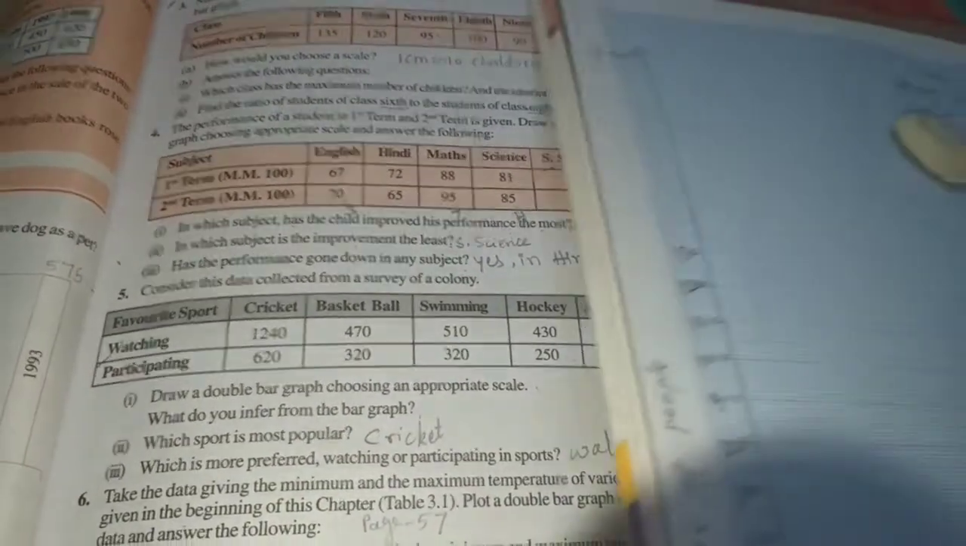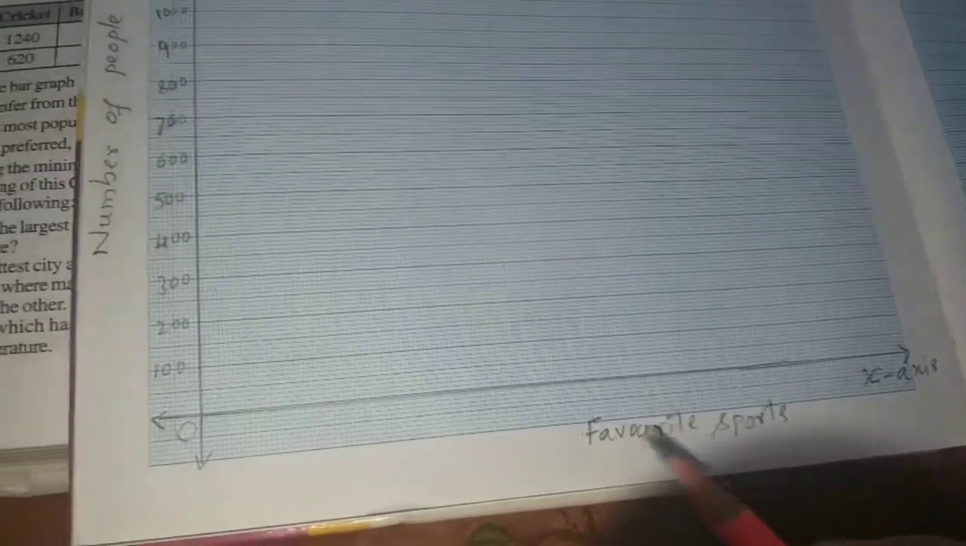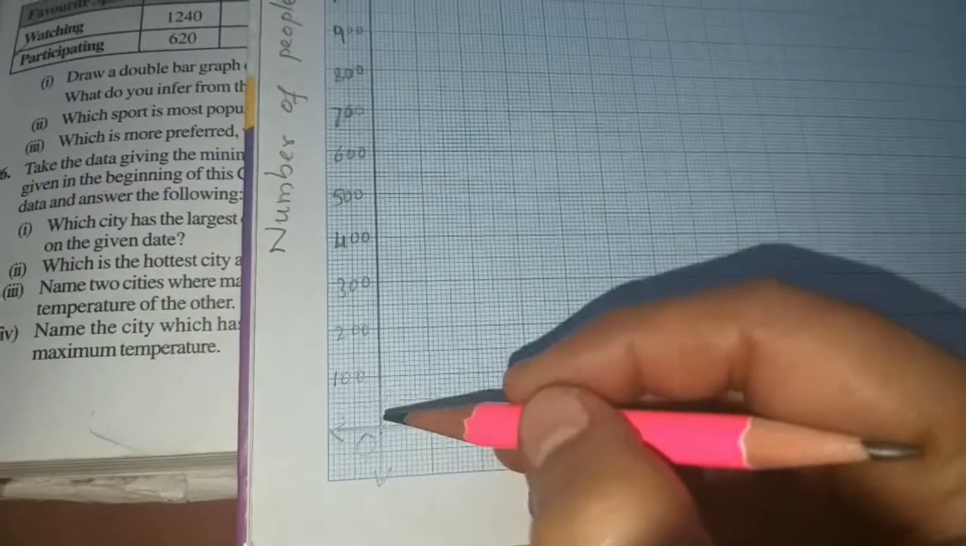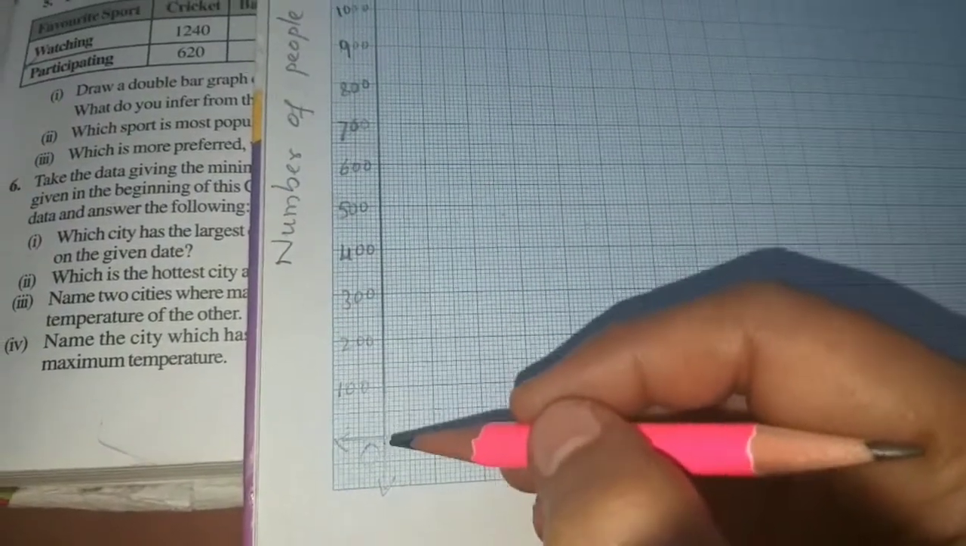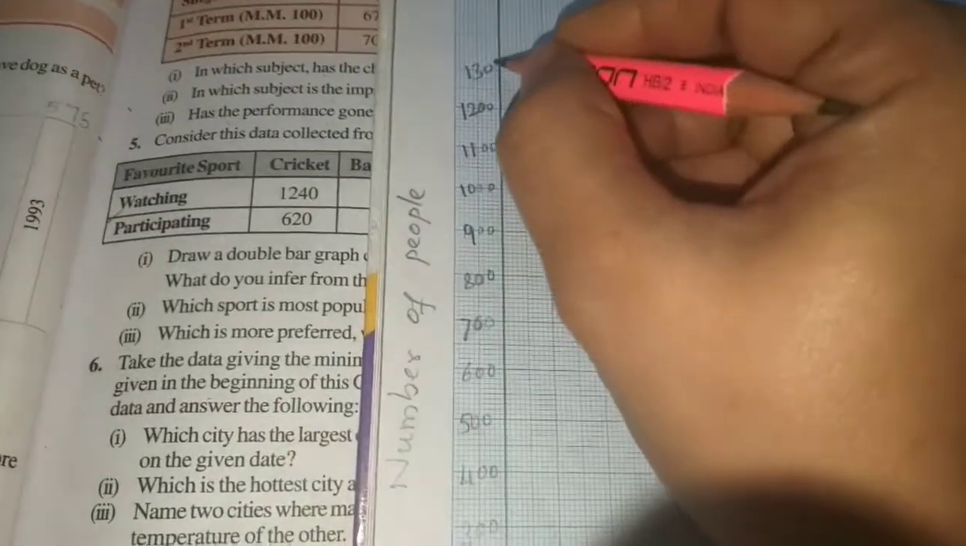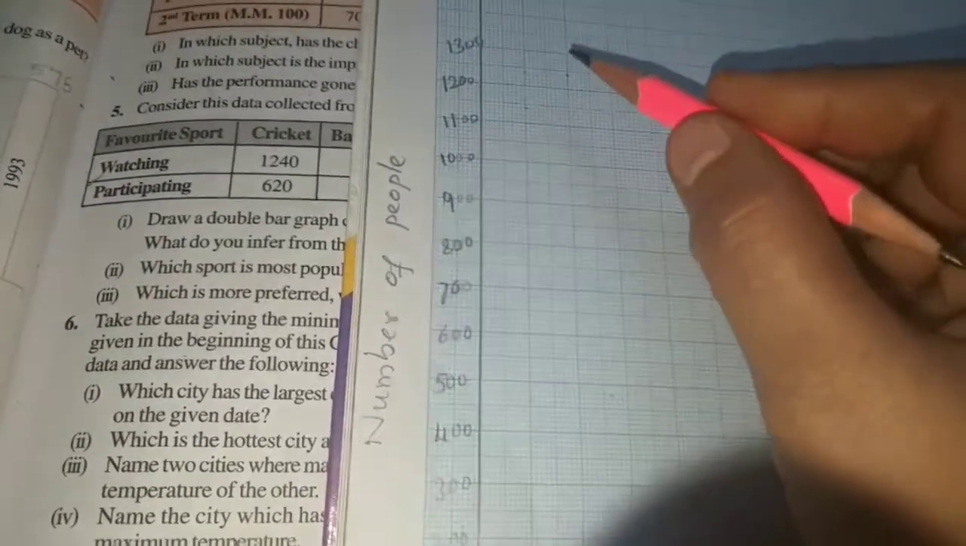Okay, like this. See the given information. I have already drawn the y-axis, the vertical line, and the x-axis, the horizontal line. They are meeting at the origin. I have written the scale: 1 centimeter is 100. 100, 200, 300, 400, 500 up to 1300 we should write, because 1240 is the maximum number. We should take above that.